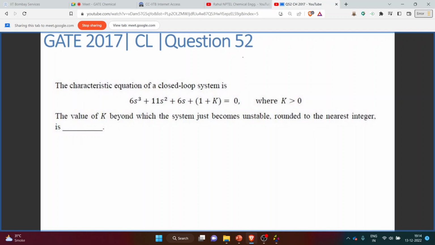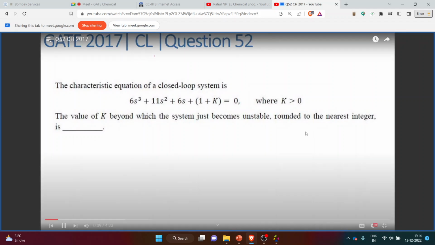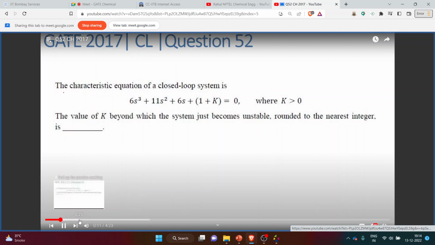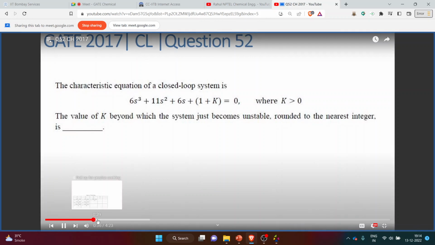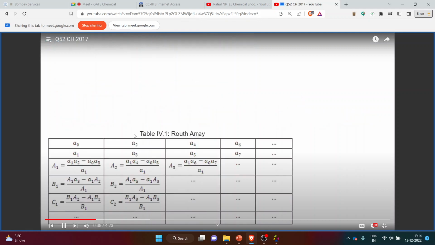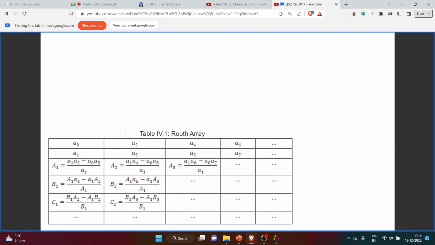We are solving question 52 of the GATE 2017 chemical engineering paper, and the question is to find the value of k beyond which the system becomes unstable. For that we will be using Routh's criterion for stability, which states that given the characteristic equation of this form, if all the values in the first column are greater than 0, that is positive, then the system will be stable. And a0, a1 are the coefficients of the nth order polynomial in terms of s.